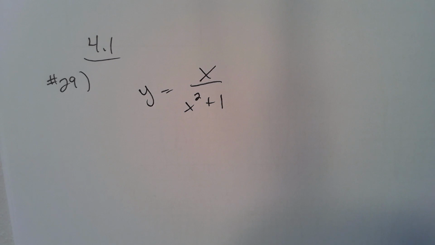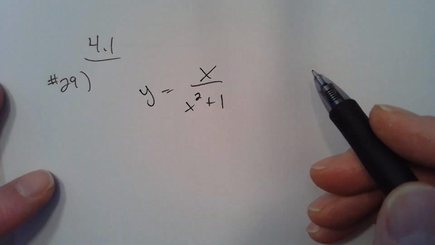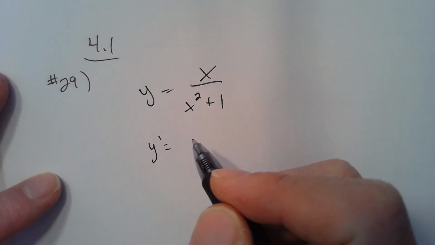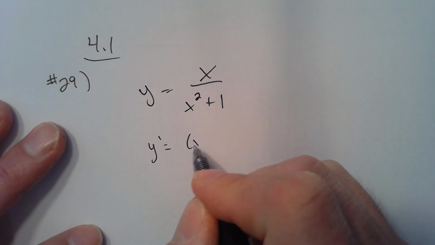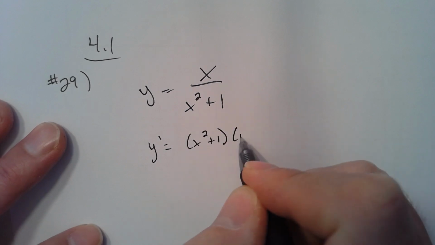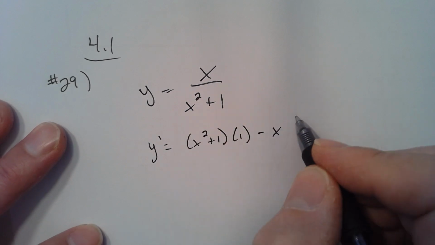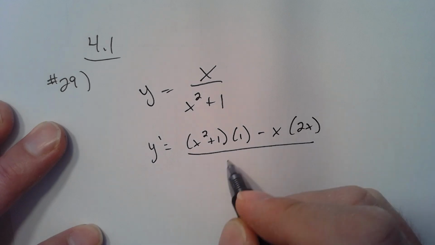Alright, so 4.1, number 29, trying to use analytic methods to find extreme values of the function. There's no restricted domain that they give us. Find the derivative. I'm going to use the quotient rule. So that's bottom times the derivative of the top minus the top times the derivative of the bottom, all over the bottom squared.